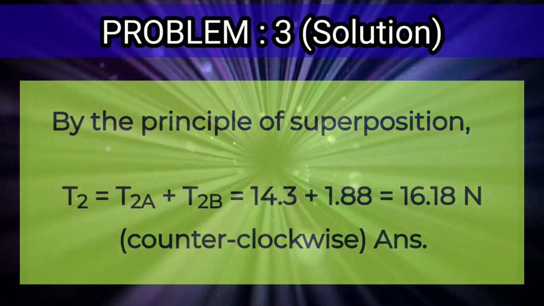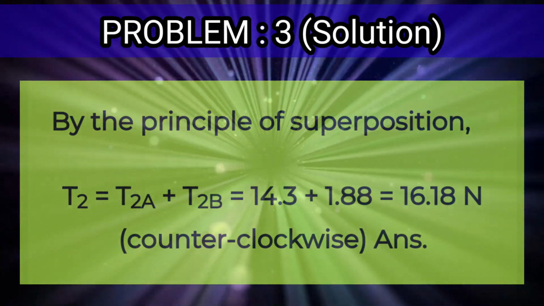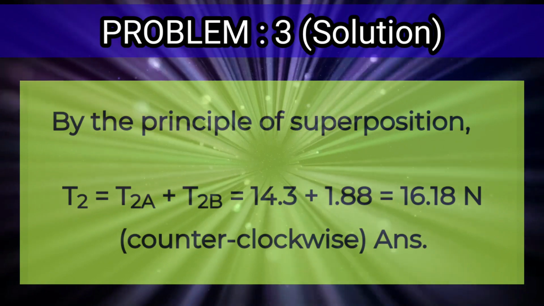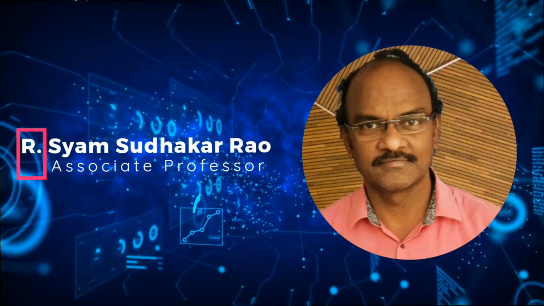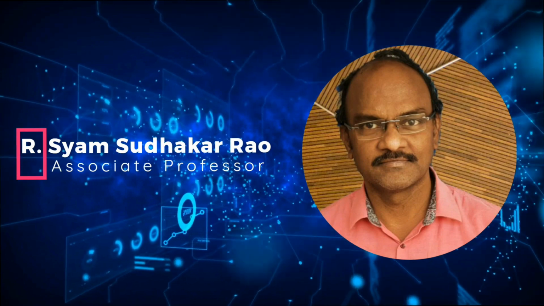Now, by using the law of superposition, T2 is equal to T2A plus T2B, which is equal to 16.18 Newton meter in counterclockwise direction.